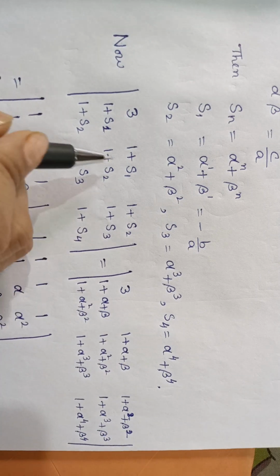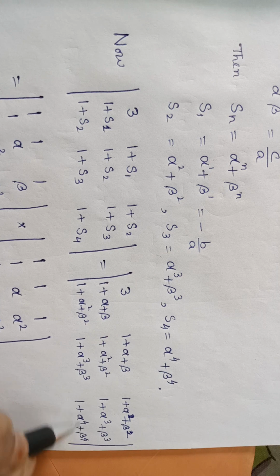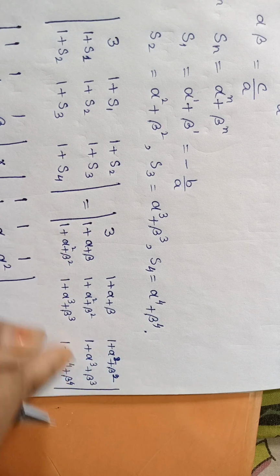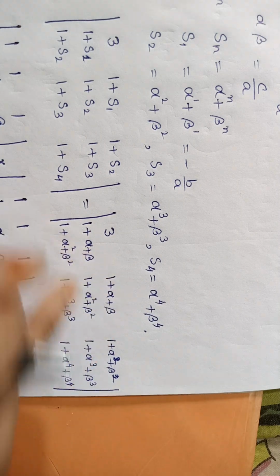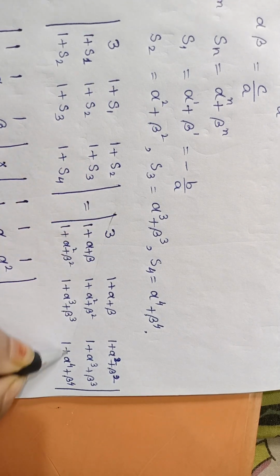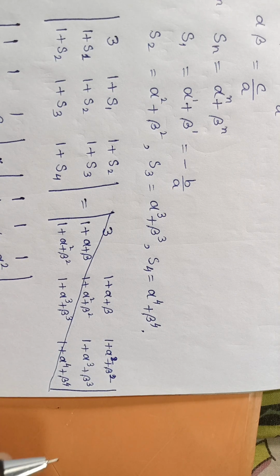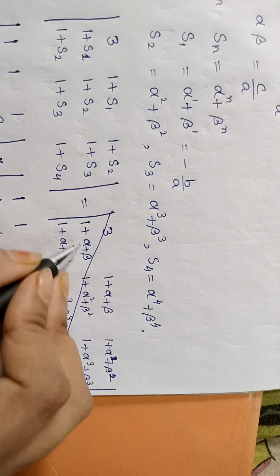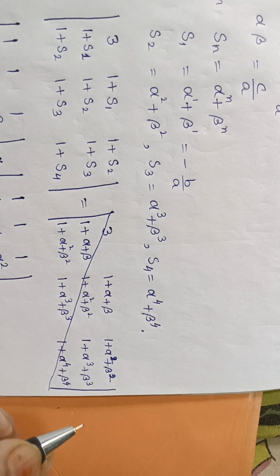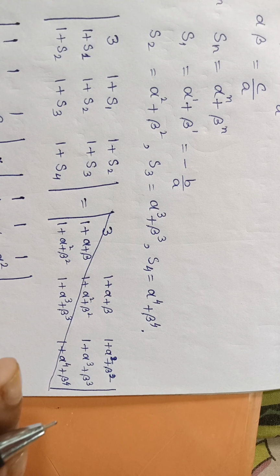Now in this determinant, we just put the values of s1, s2, s3 and s4. Now just look at this form of the matrix. Here this diagonal is called what? This diagonal is called the principal diagonal or main diagonal, right? So here we can see that these two positions are the same, that means having the same element. So this is a symmetric matrix.